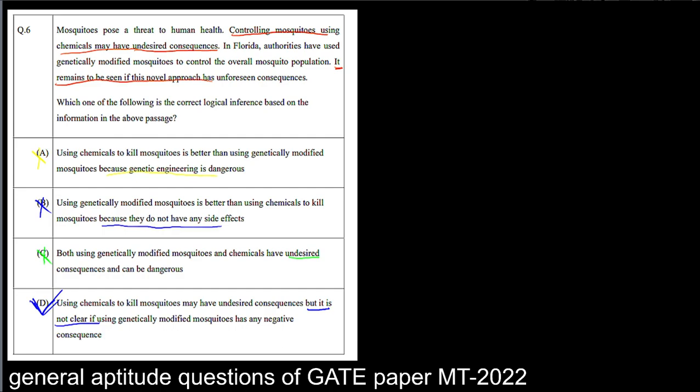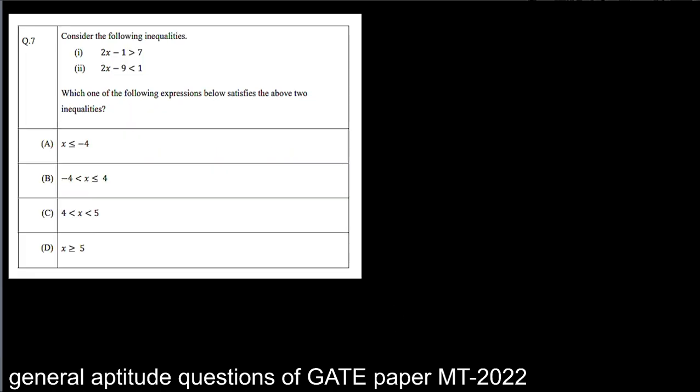Let's move to the next question. Question 7 says: consider the following inequalities. We have two inequalities: 2x minus 1 must always be greater than 7, and 2x minus 9 must always be less than 1. Which one of the following expressions satisfies the above two inequalities? We have to find the range of the variable x such that both inequalities are satisfied.